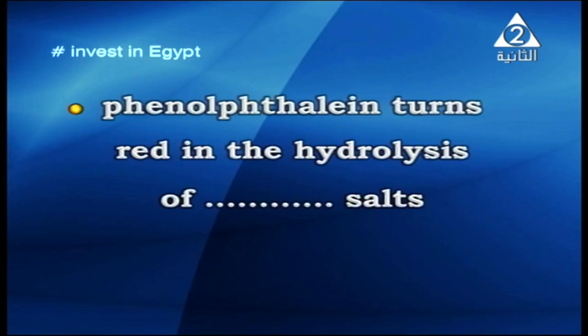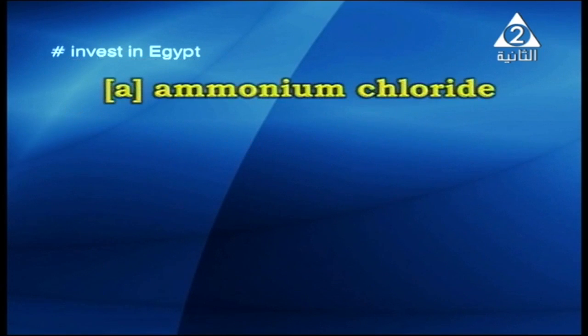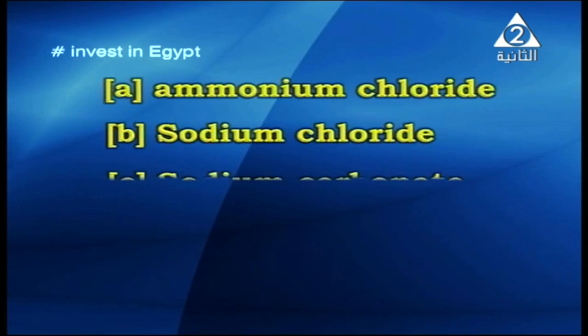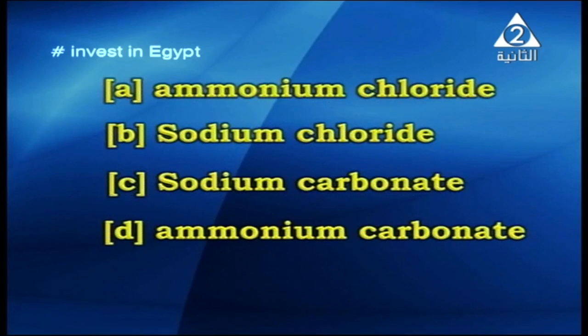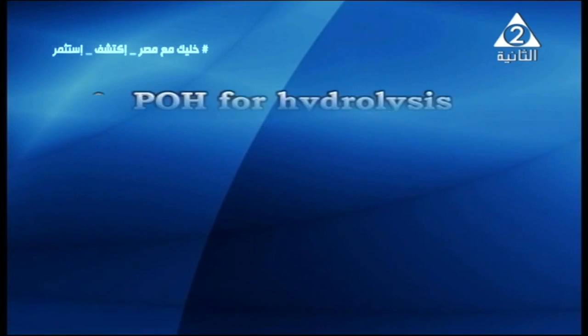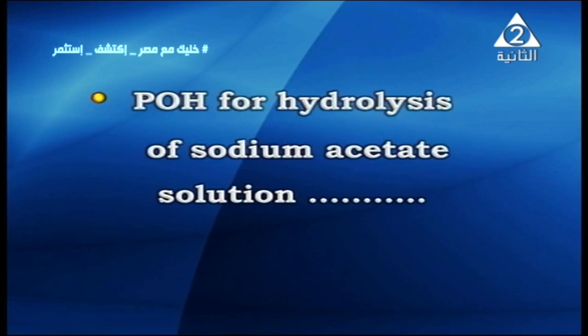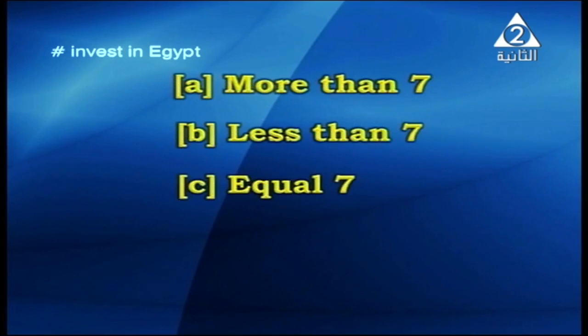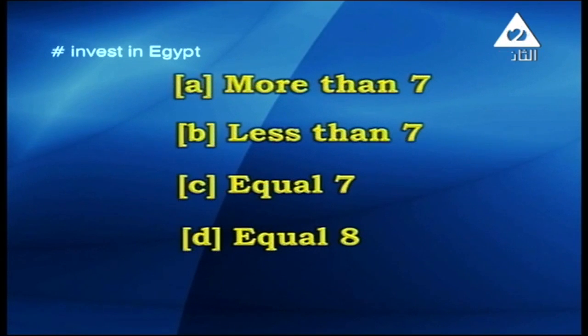Next point, phenolphthalein turns red in the hydrolysis of what salts? Ammonium chloride solution, sodium chloride solution, sodium carbonate solution, ammonium carbonate solution. Yes, the answer will be sodium carbonate solution. Next point, the pH for hydrolysis of sodium acetate solution: more than 7, less than 7, equal 7, equal 8. If you think about it, yes, it will be less than 7.